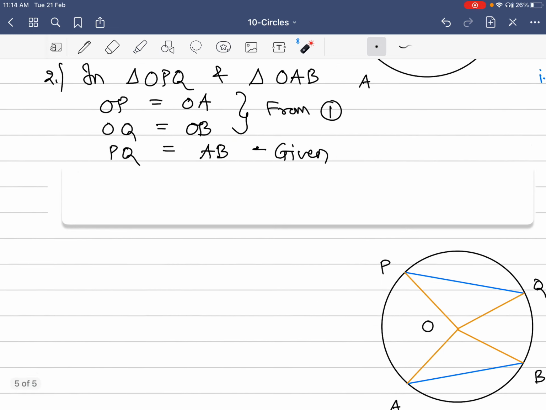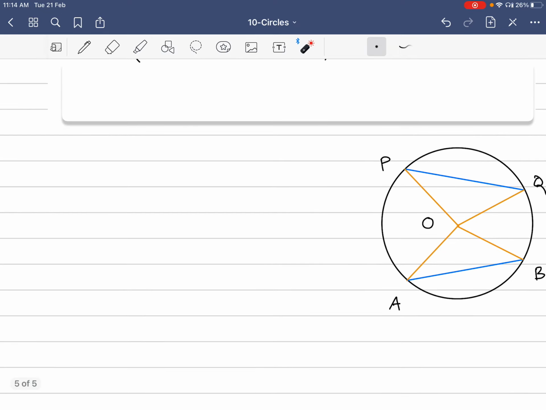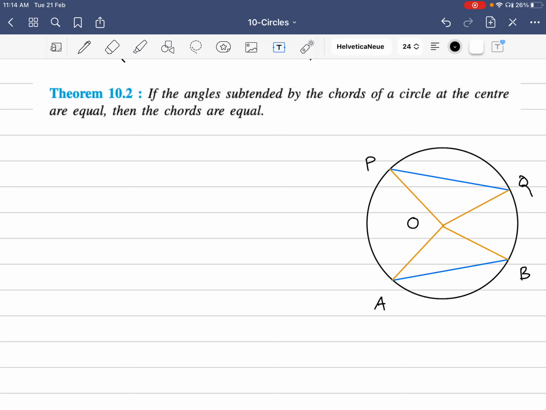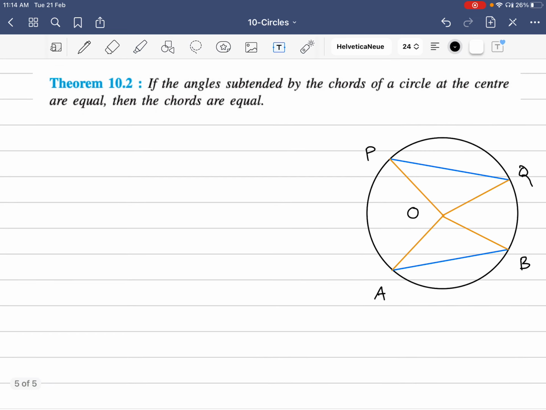Now we also have a converse of this theorem. So let's come down here. The same figure we have, but here we are going to prove the converse of the theorem. What is the converse of the above theorem? Let's read the statement. If the angles subtended by the chords of a circle at the center are equal, so in this case, it is given that this angle is equal to this angle.